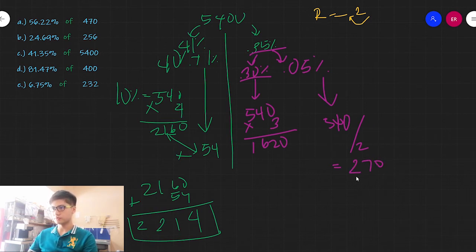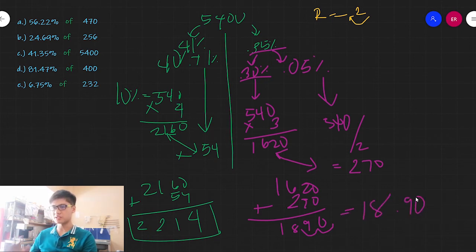All right, so we just add these two values so we can get the 35%. There you go, 1,890. So we have to follow the thing we must do. We're going to move this two decimal places towards the left, and it would become 18.90. So that is the remaining 0.35% of 5,400.